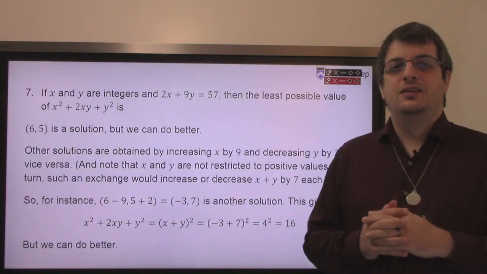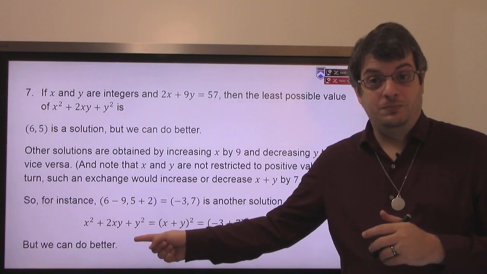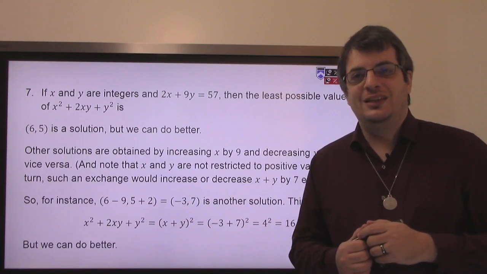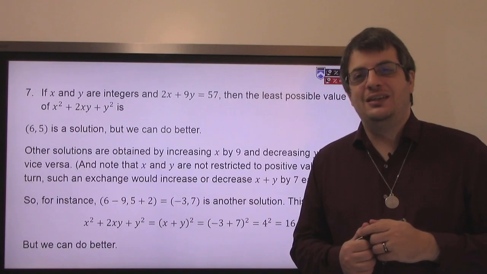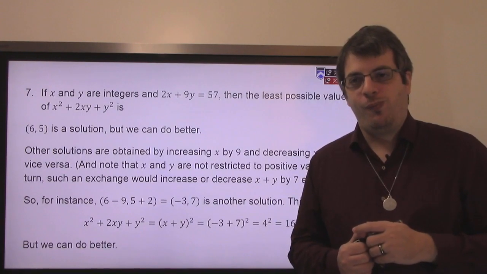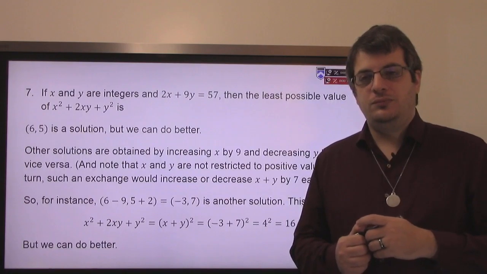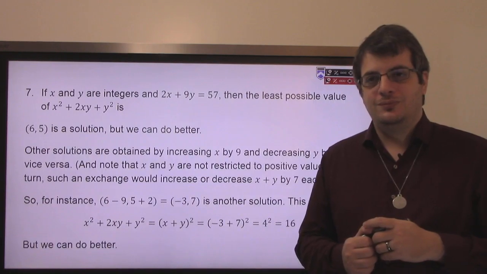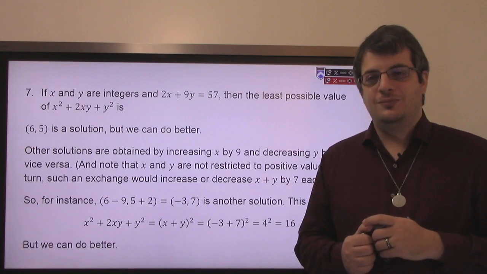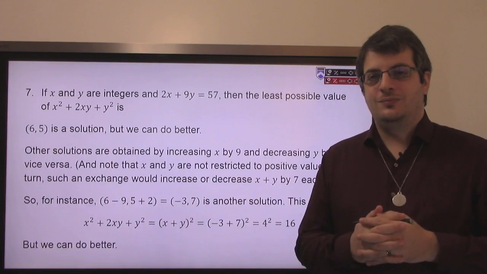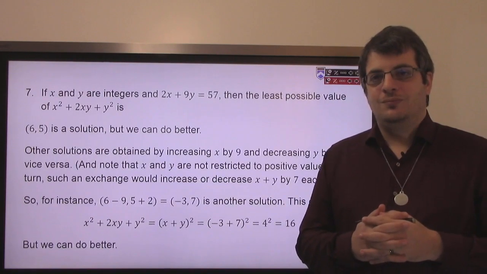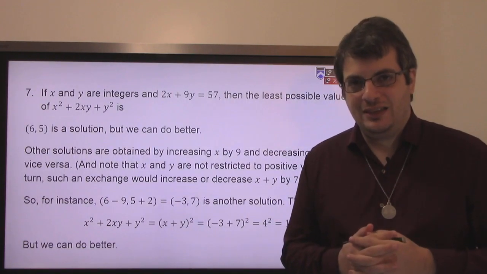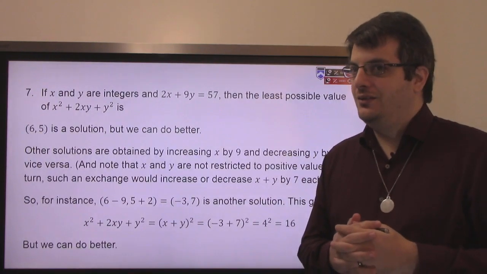But wait. We can do better. We can still do better. Do you know why we can do better? Because we can do it again. What happens if I do it again, guys? Negative 12, 9. Subtract another 9 from the x. Add another 2 to the y.